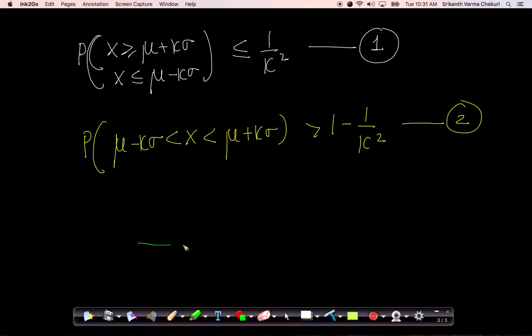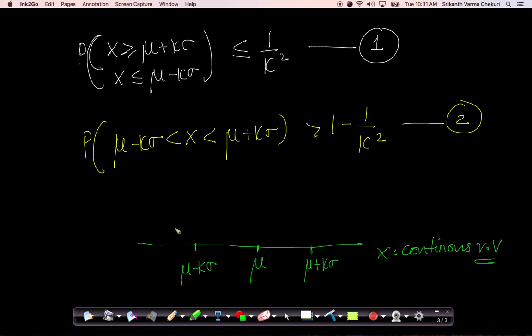So if you take this as a random variable x, right? Let's assume this is random variable x. What does this mean? This means, okay, so let's assume this is my mu, right? This is, let's say, mu minus k sigma. Let's assume this is mu plus k sigma. Okay, let's assume x is a continuous random variable, which means it can take values from minus infinity to plus infinity, right?